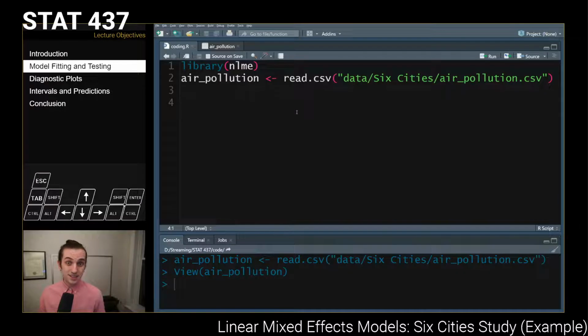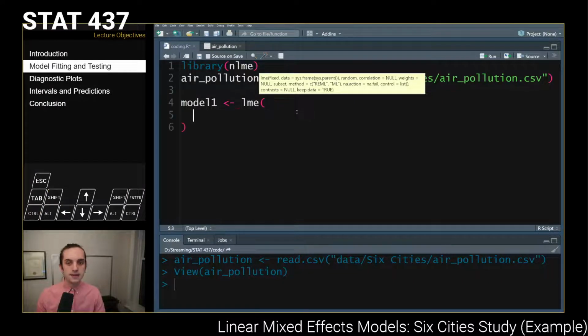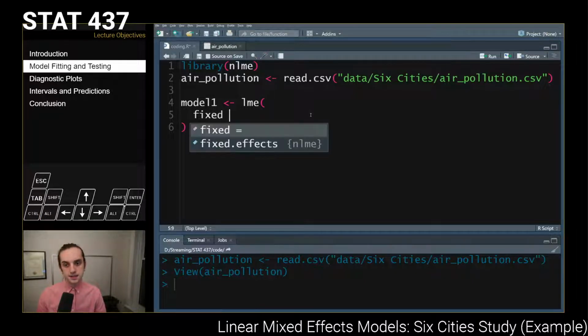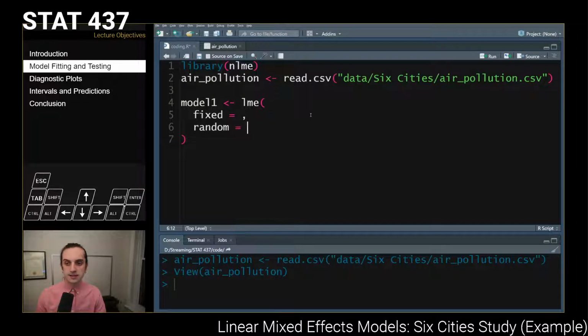So I'm going to come in here and I'm actually just going to start by building out the model that we're going to be working with, or at least the first model that we're going to be working with. So I'll call it model 1, and we're going to use the lme function, the linear mixed effects function. And it's going to be quite similar to the other modeling functions we've used, but in this case we want to specify fixed and random instead of specifying one single formula.